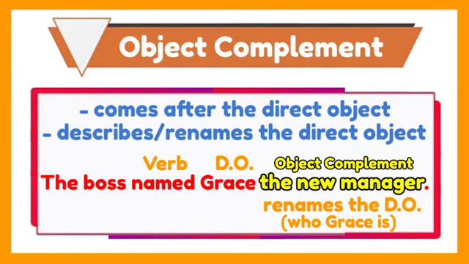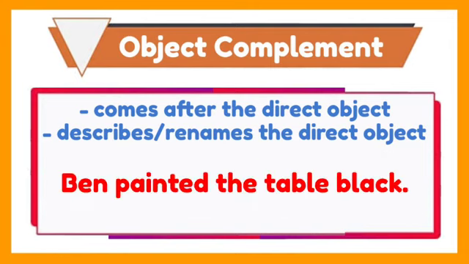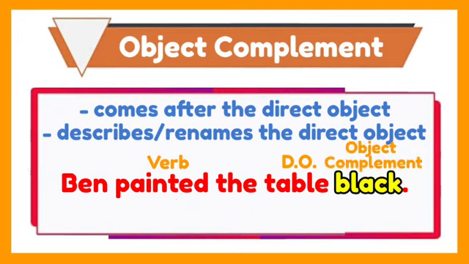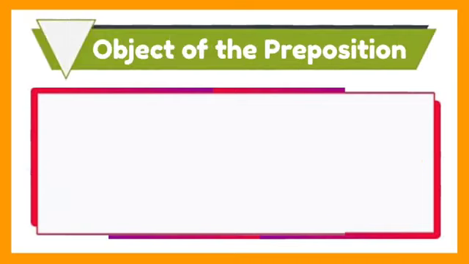Okay? Another one. Ben painted the table black. Let's find the direct object in this sentence first. It is table. It tells what Ben painted. And so, the object complement here is black. It describes the direct object which is table. Is it clear? Now let us have the object of the preposition.